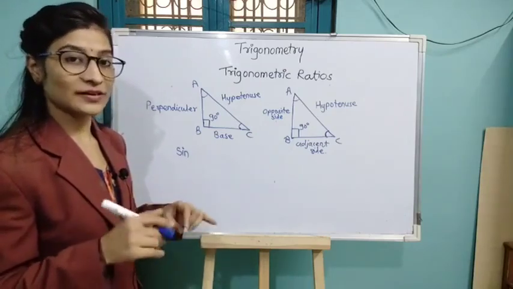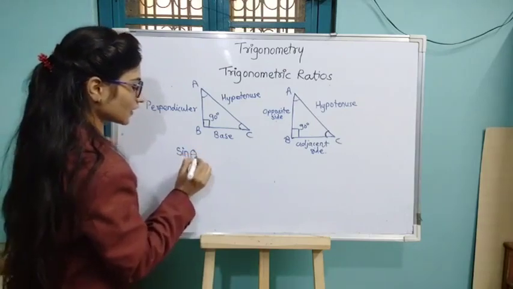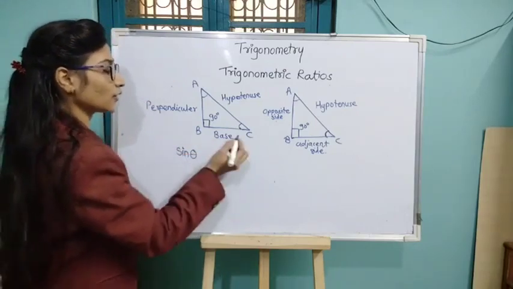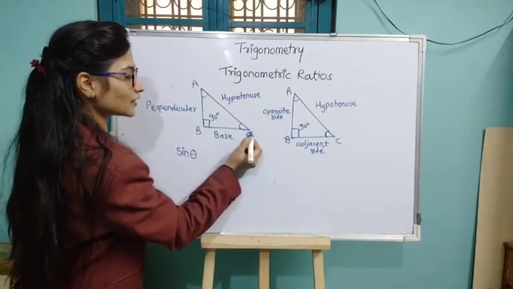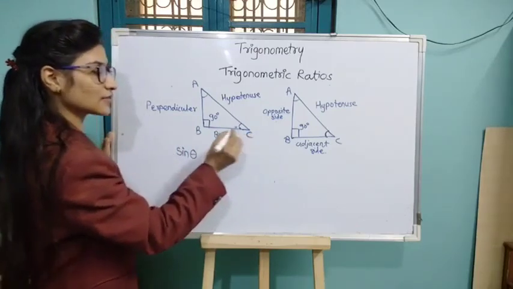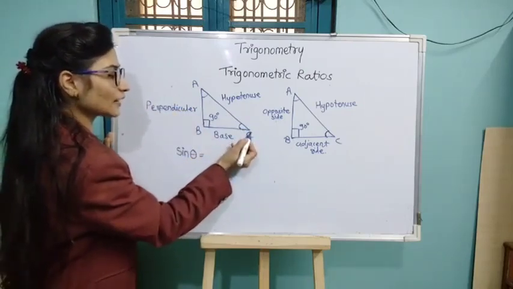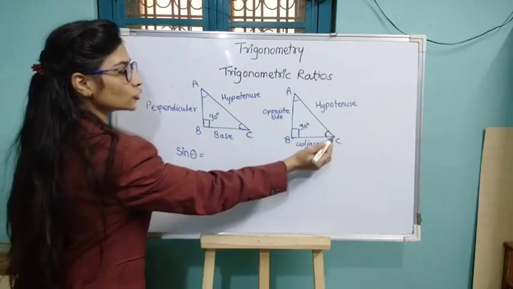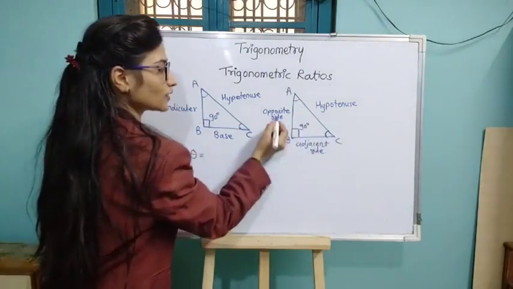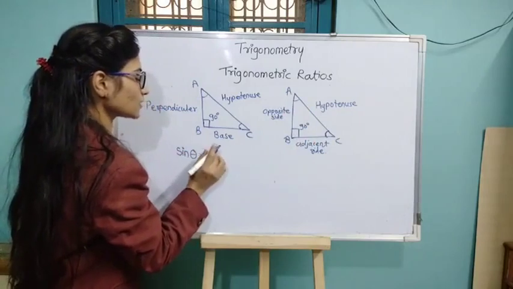So we have to use Greek letters here. Sine theta, I am taking theta, which is a Greek letter. Now theta means what? We have to consider this acute angle C. So you can tell me, which side is opposite to this angle C? This is the opposite side AB, so we have to write down opposite side.